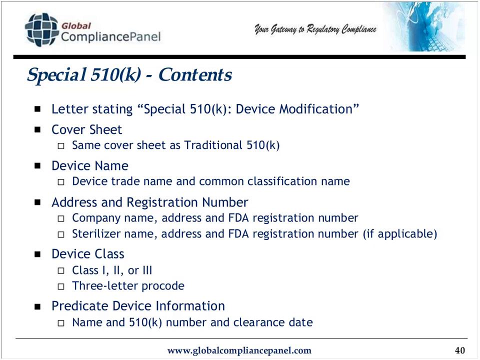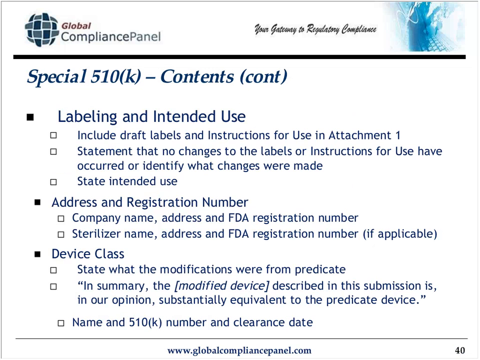The contents of the special 510K: you have a cover letter which clearly identifies that it is a special 510K. The cover sheet is the same cover sheet as the traditional 510K. The device name is just the trade name and the classification name. Address, registration information, sterilizer name if applicable. The classification of your device. The predicate device information, which is what device you're comparing it to, and when it's yours, it's just so much easier to prepare the special 510K.